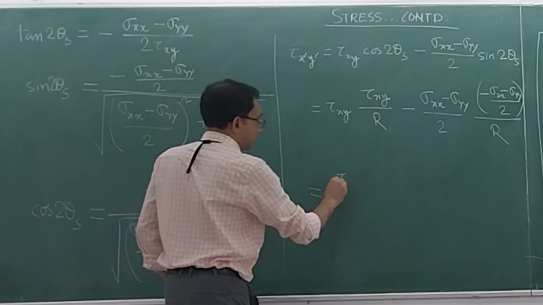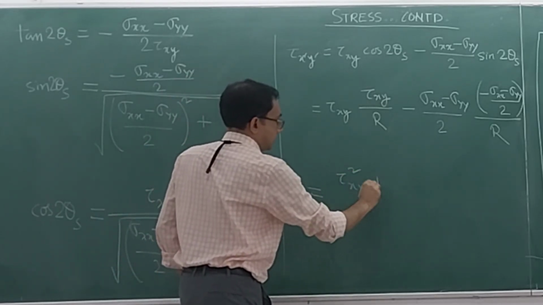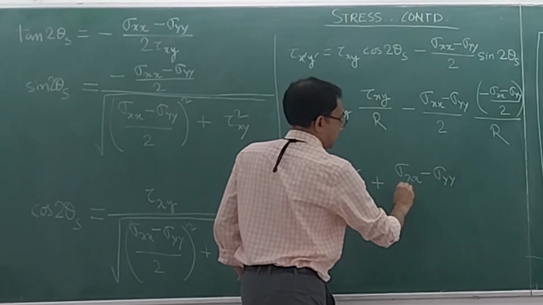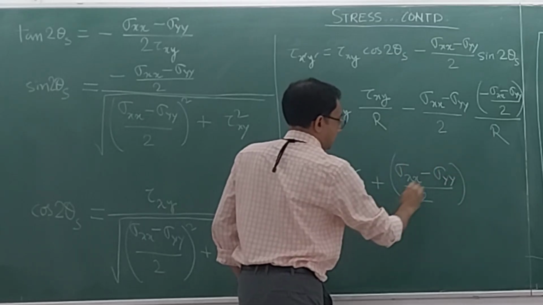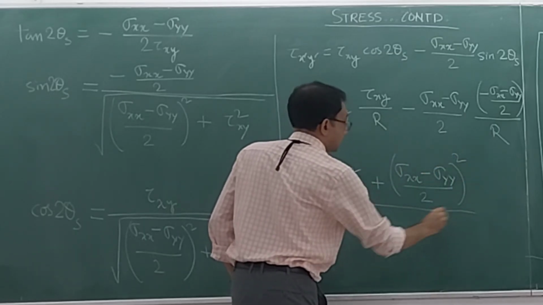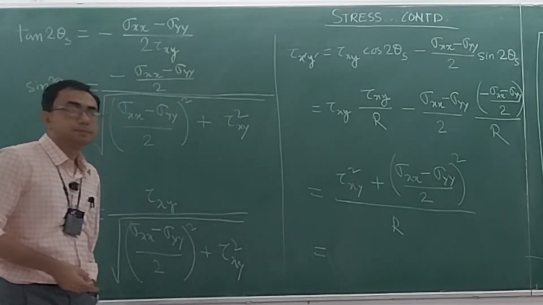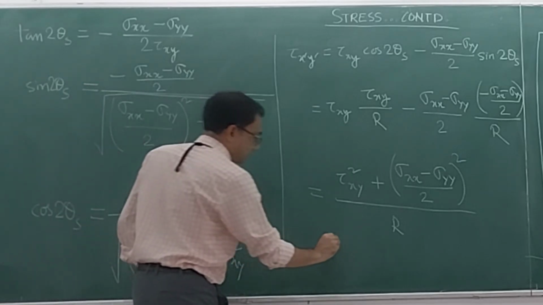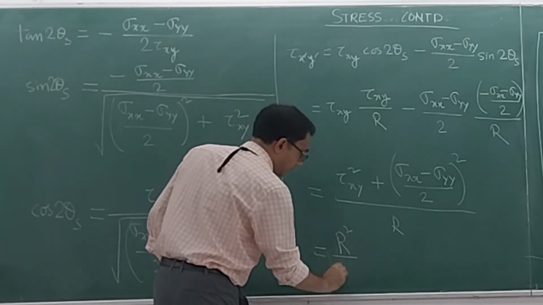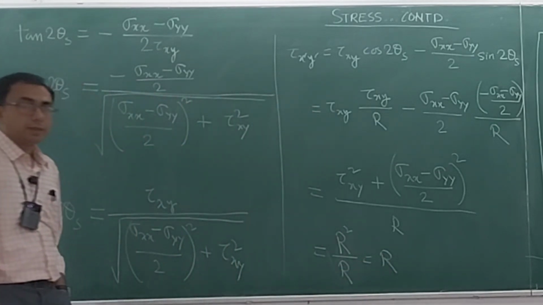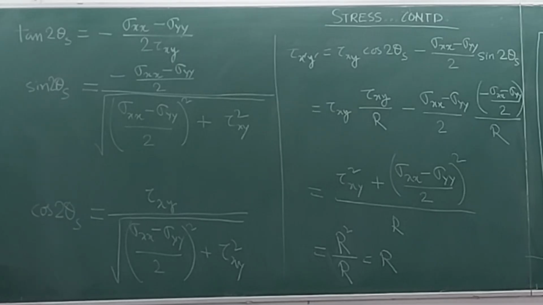So you see what is happening here. What is the thing in the numerator? R square. So this is r square divided by r. So that is nothing but r. Okay. So whatever we had expected from the Mohr circle, this is getting validated.